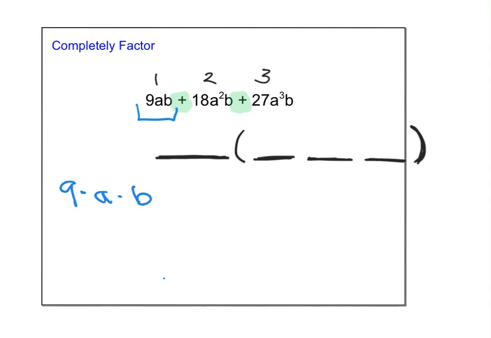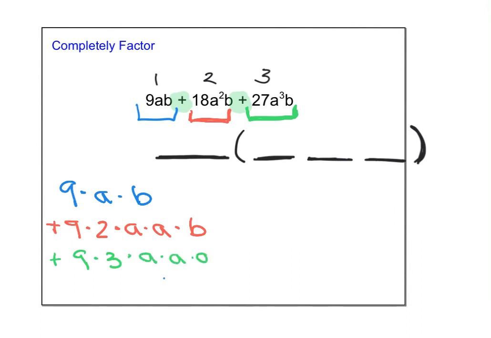When I break down my second term, I've got a plus. That 18 I'm going to rewrite as 9 times 2. A squared is A times A, and then there's a B on the end. And my third term, 27A cubed times B, I've got a plus. That 27, I want the 9, so I'm going to do 9 times 3 times A times A times A times B.